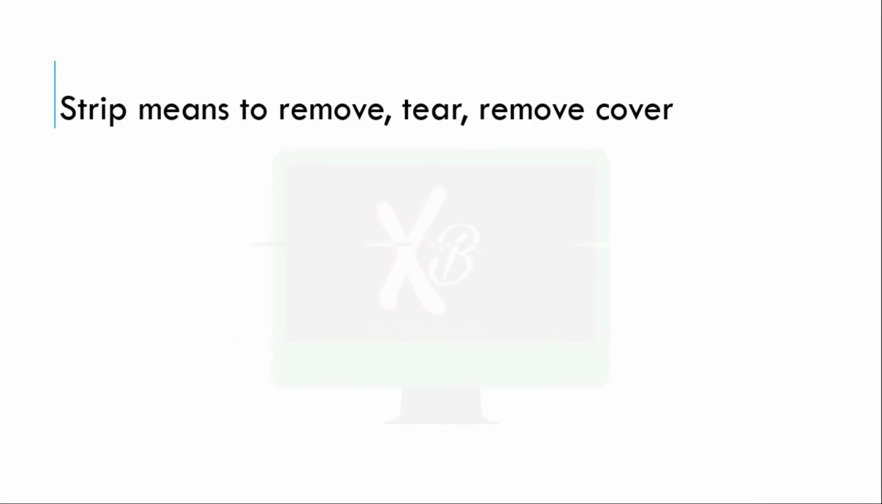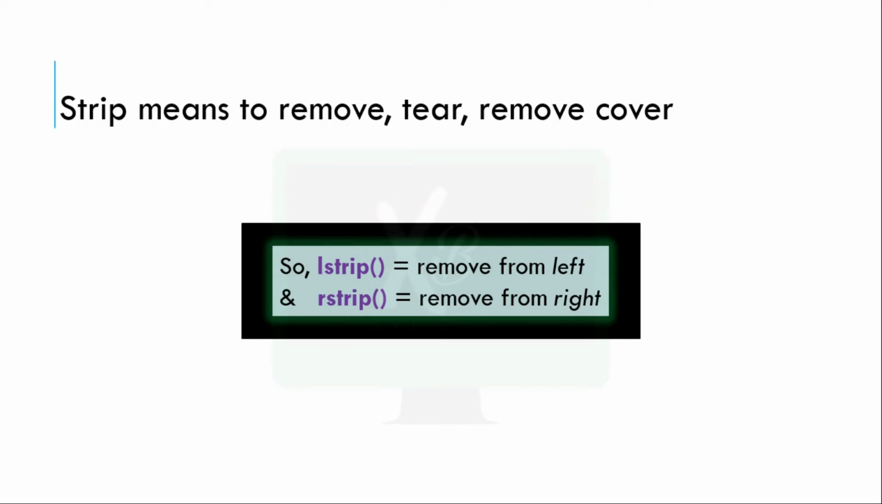But what is the meaning of strip? Strip means to remove, tear, or remove any cover. So it basically means that you are removing something, you are uncovering something like that. So lstrip would mean to remove from left and rstrip would mean to remove from right. So get that basic thing.